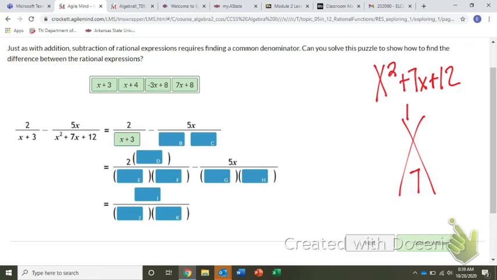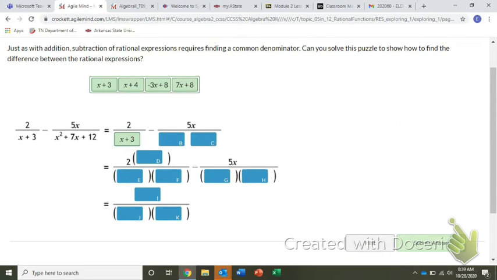7 in the bottom, 12 up top. Has to be 3 and 4. Okay? So our two factors here are x plus 3 and x plus 4. Now, are our denominators the same? Nope. Do they need to be the same? Yep. So, the right side has everything we need.